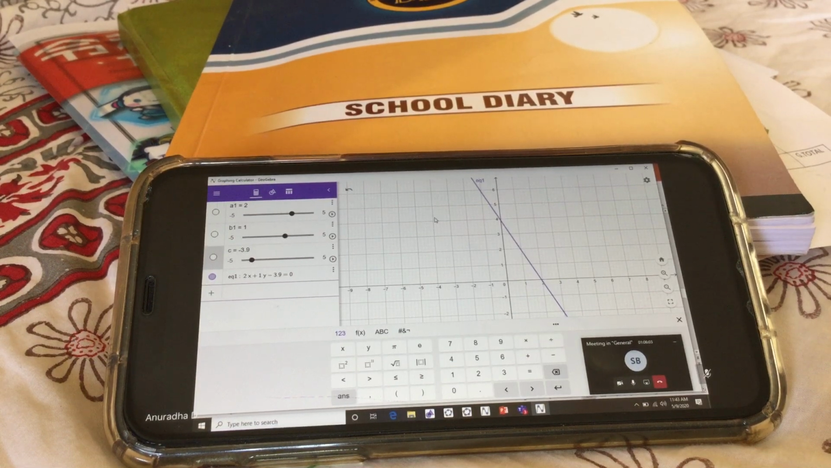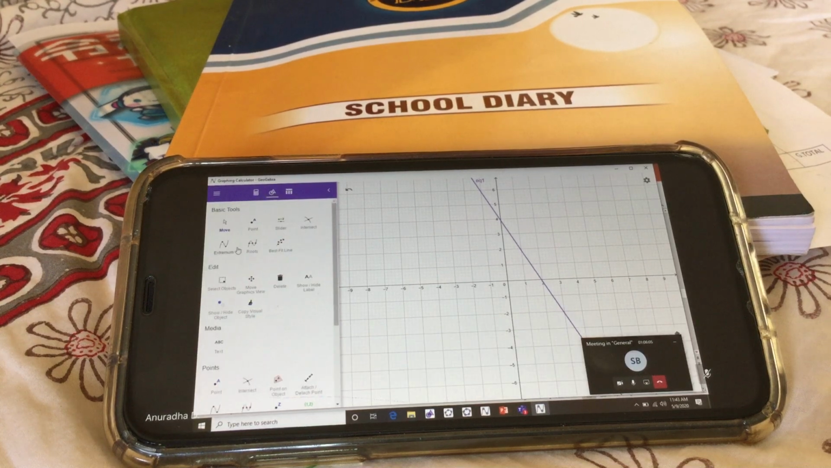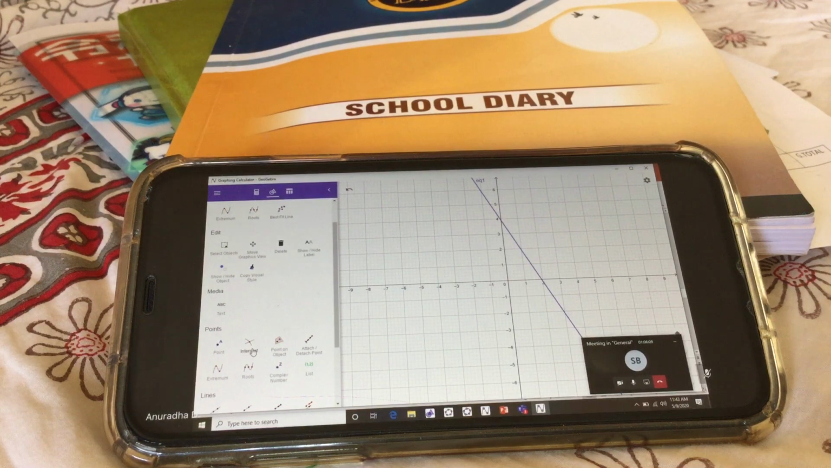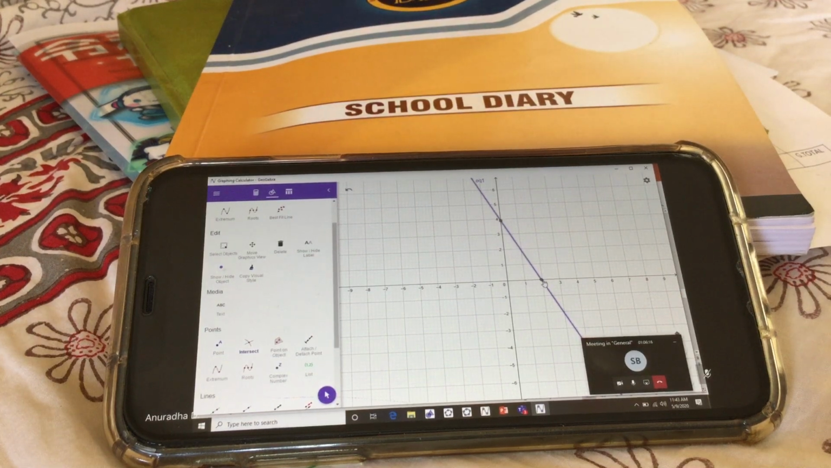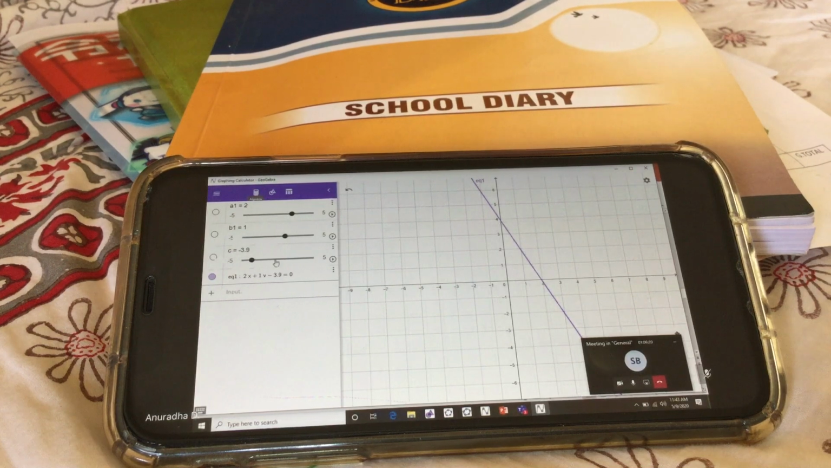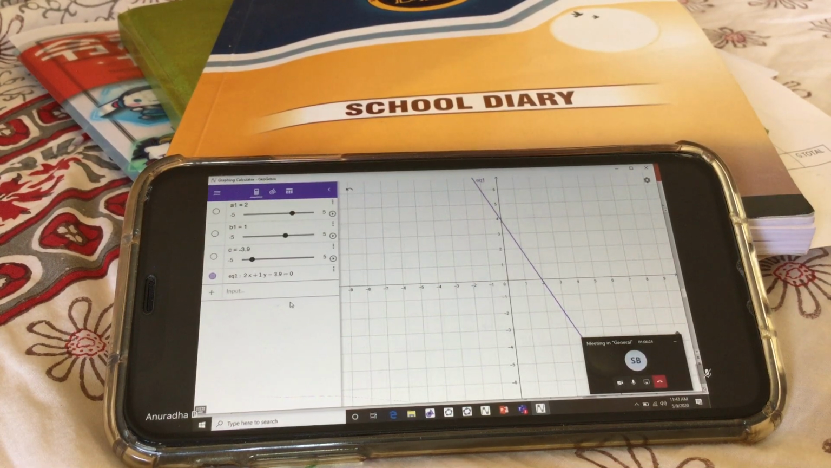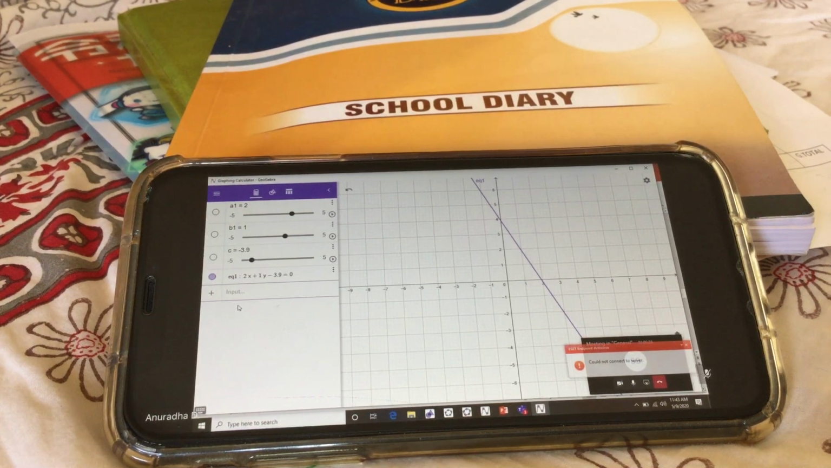As I said, once again you can ask geometry to come in here to tell you the intersecting point. So click intersect, you click the line, and it is going to tell where it intersects the x-axis and y-axis. Fine. So this way we can use the GeoGebra graphing tool for our algebra classes.